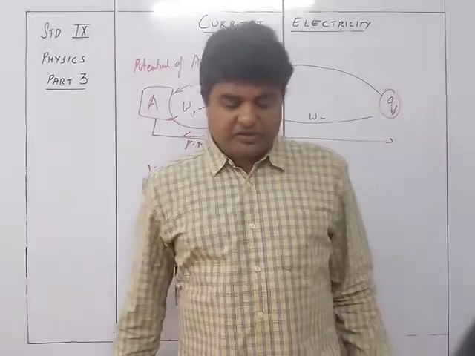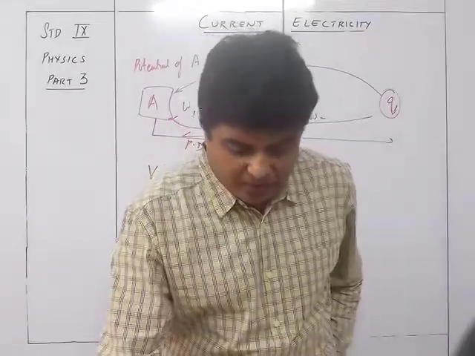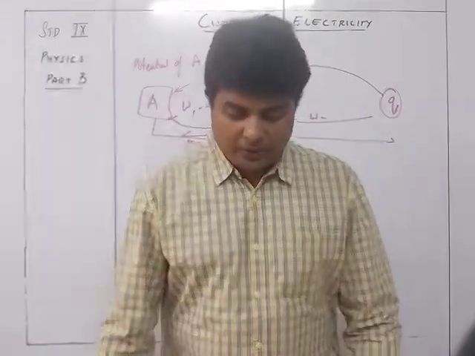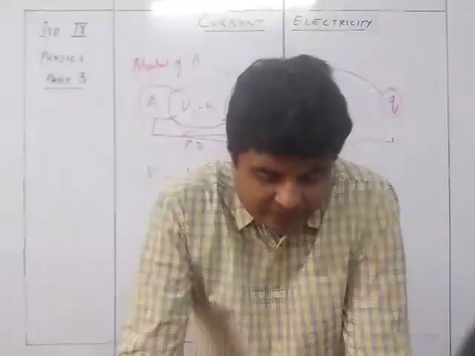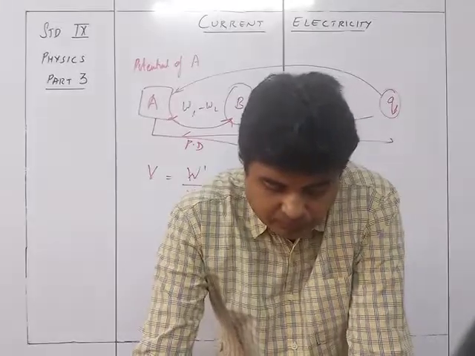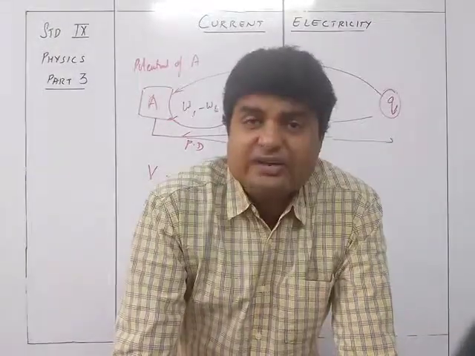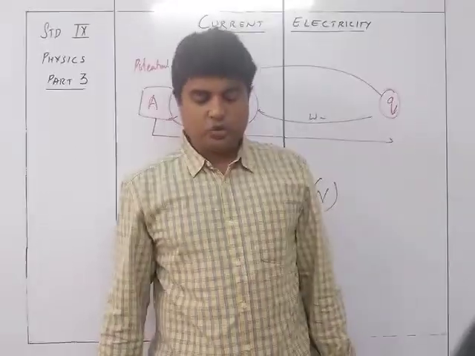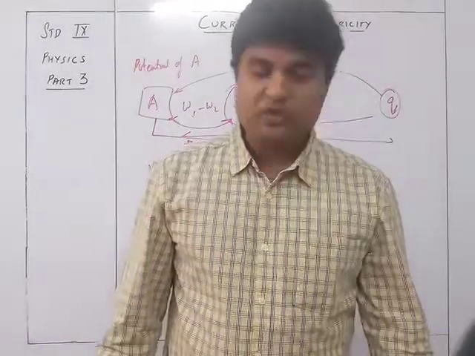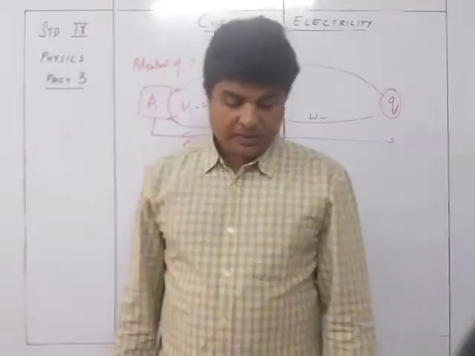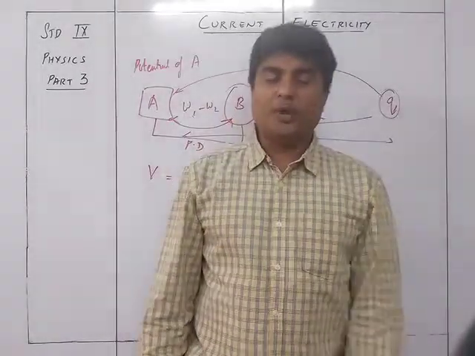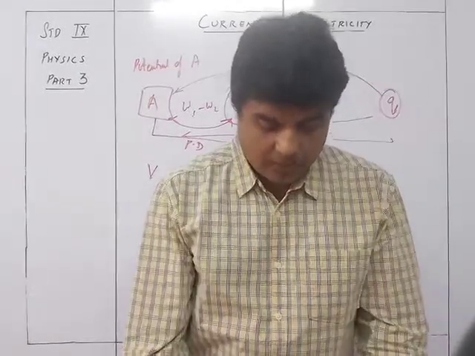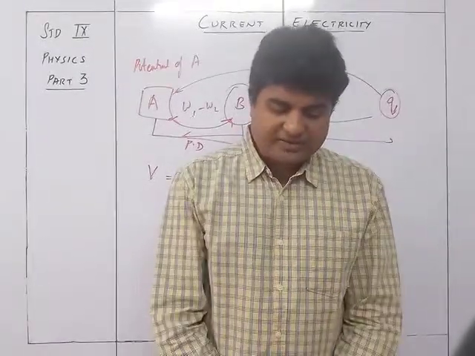Units of potential difference: from the relation V is equal to W upon Q, W is in joule, the unit of work. The SI unit of work is joule and that of charge is coulomb. So the potential difference is measured in joule per coulomb, which is named volt, abbreviation V. Thus 1 volt is equal to 1 joule upon 1 coulomb, or 1 V is equal to 1 J upon 1 C.